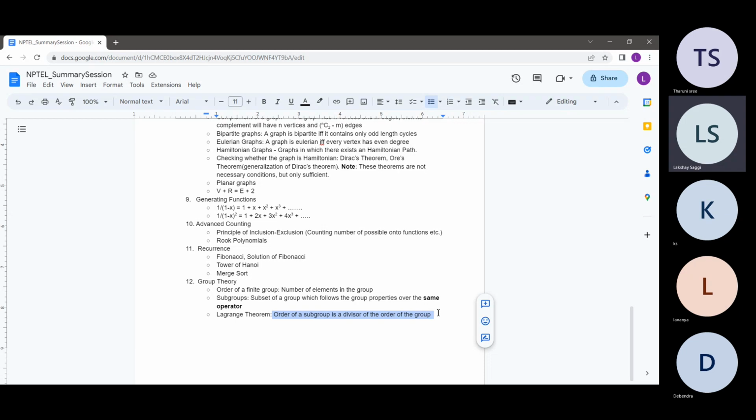Suppose the question comes: which of the following cannot be the order of a subgroup of a group of size 10? There was an assignment question based on this also. And the options are, let's say, 2, 5, 1, and 6. So the answer will be 6 because 6 does not divide 10.